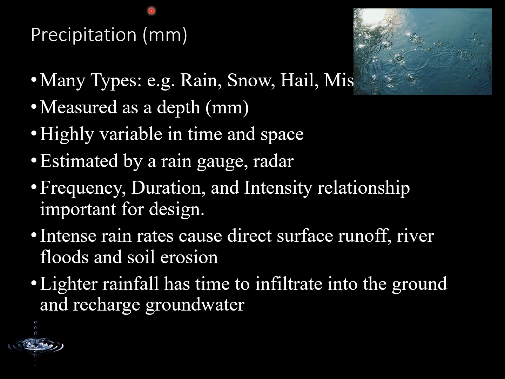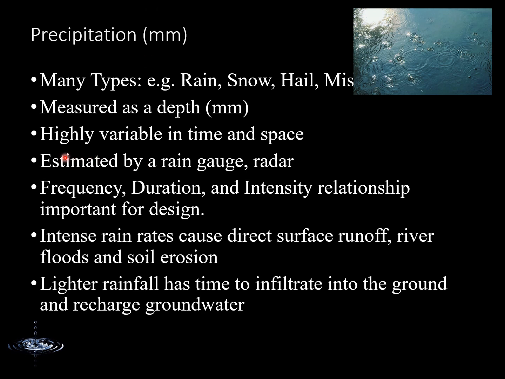Now, one of the methods to estimate or measure the precipitation is using the rain gauge that I mentioned before, but there are other methods like using the radar and using satellites as well. These tools can help to determine what is the intensity of rainfall and what is the duration of rainfall at one particular location.